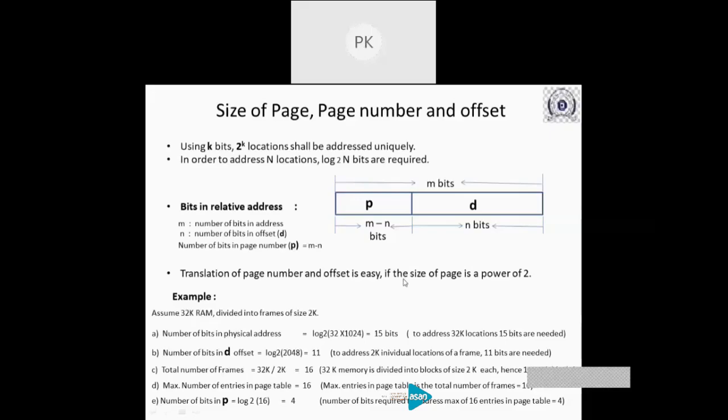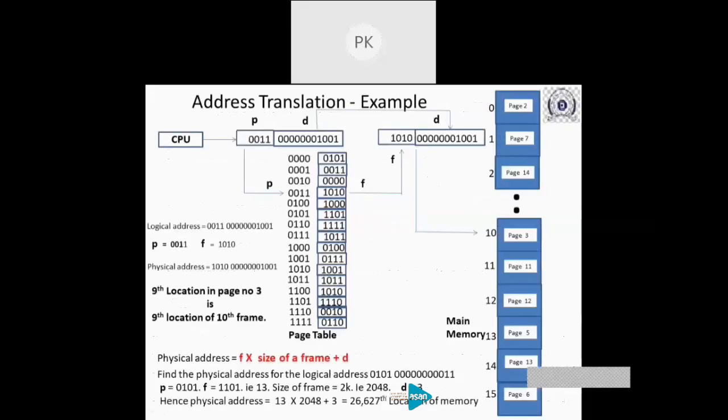Now let us take an example of how this address translation is done. On the right side you can see the main memory, which contains 16 frames. Assume that we have a 32K RAM as in the same example. The 32K RAM is divided into 16 frames of 2K size each, and the CPU generates an address of 15 bits. The number of bits in the logical address will be the same as the number of bits in the physical address in almost all cases.